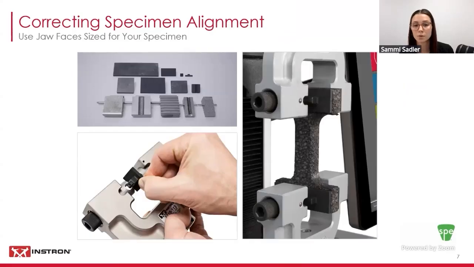Another thing that you can do is ensuring that your jaw faces are the same width as your material. So for example, in thin film testing, a lot of the time the width of a thin film is 25 millimeters. So it would be beneficial to have a jaw face that is also 25 millimeters wide. That way, when you're placing your material within the grips, you can see if it's overflowing on one side or the other to ensure specimen alignment.